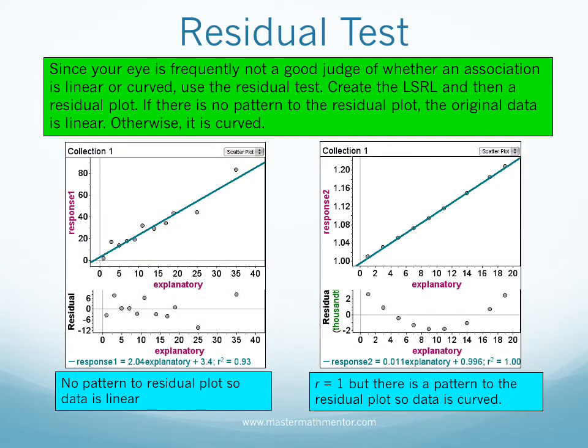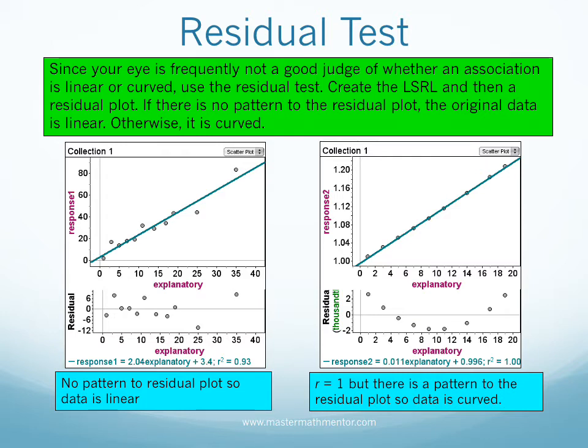When we have a lot of points, it can be difficult to determine whether data is linear or curved. While there are mathematical tests, which we will show later, a visual way to determine it is to generate the least squares regression line and draw a residual plot. If there is no pattern to the residual plot, it is an indication that the data is best described as a line. If there is a pattern to the residual plot, that is an indication that the data is curved.